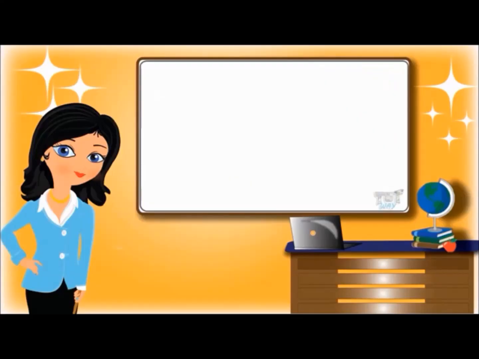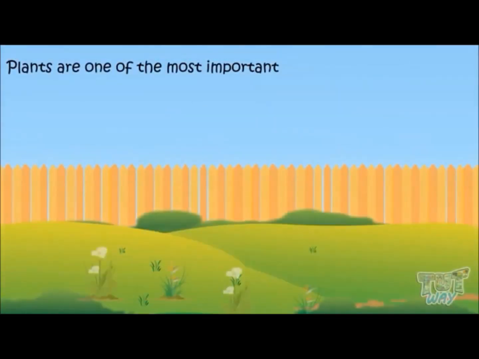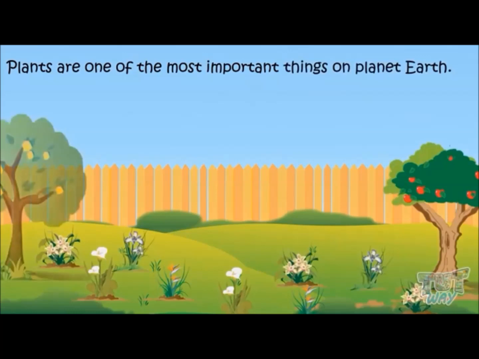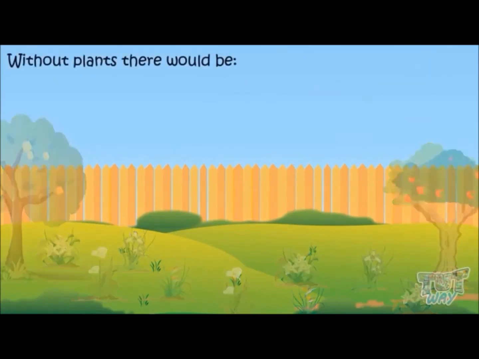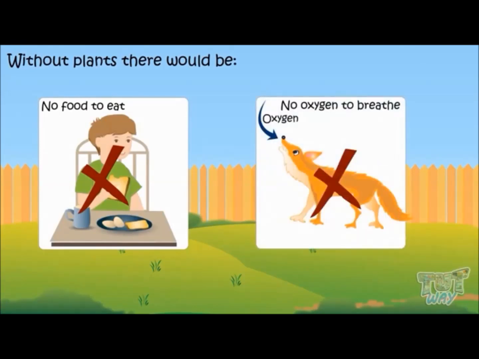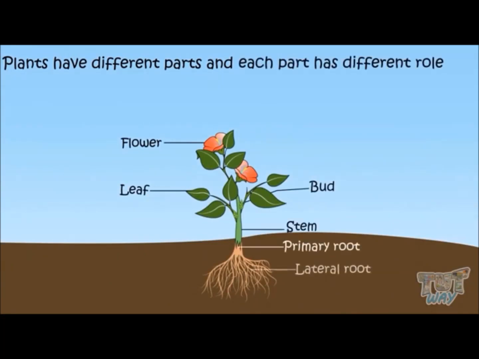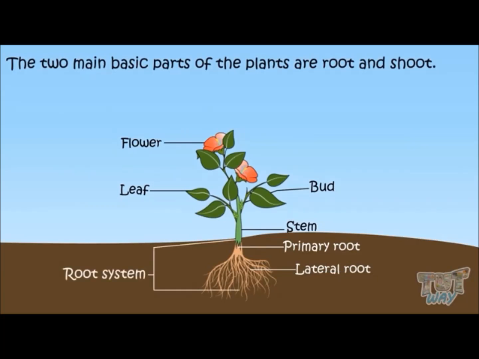Hi kids! Today we will learn more about plants and their different parts. So let's start. Plants are one of the most important things on the planet Earth. Without plants, there would be no food to eat and no oxygen for animals to breathe. Plants have different parts where each part has different roles to play. All plants have two main basic parts, that is, the root and the shoot.